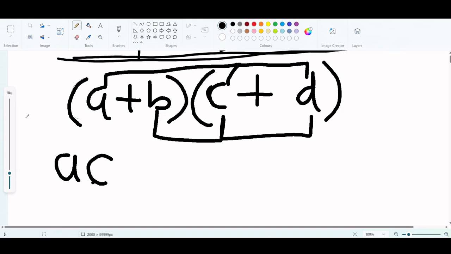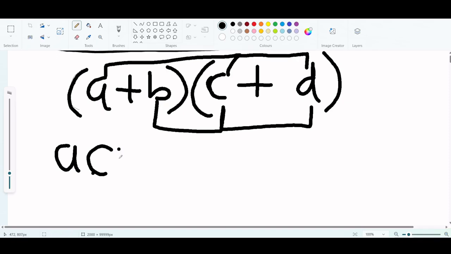Because they are multiplying, we just put them beside each other. X times Y is XY, and A times C is AC. Then we do the second one. We know the sign also matters. Because this is plus A and this is plus D multiplying, just as plus A and plus C multiplying gives plus AC.